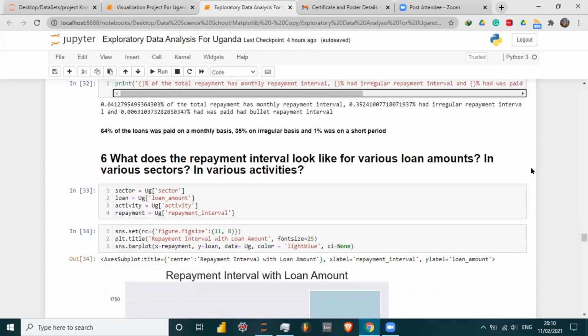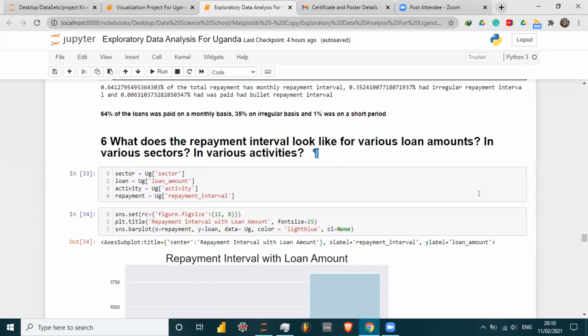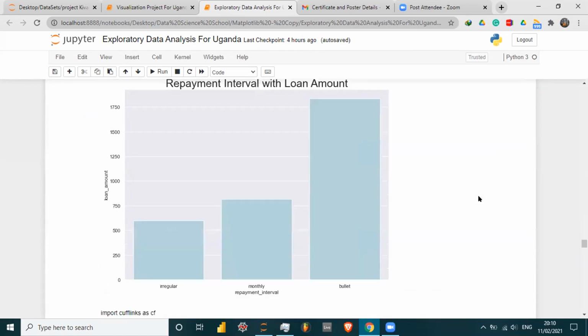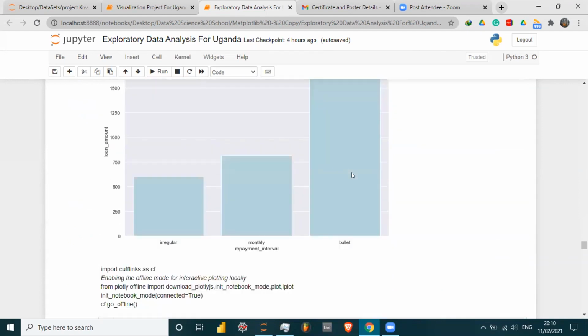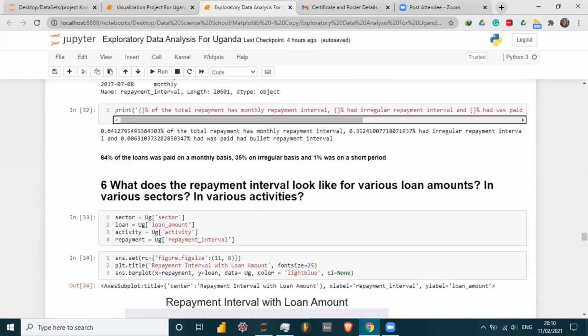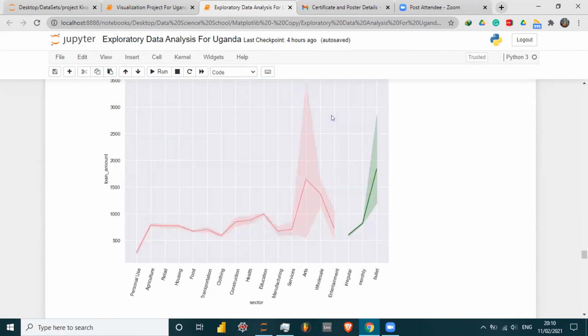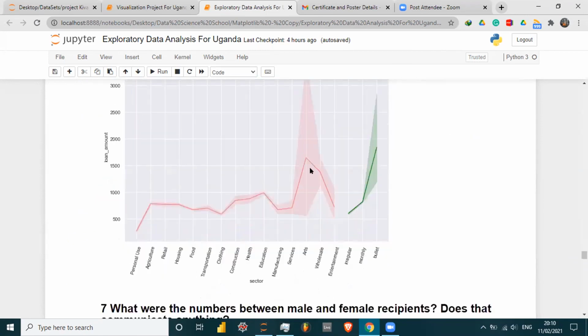So what does the repayment interval look like for various loan amounts in various sectors and in various activities? Here again, I plotted my repayment interval with loan amount so that it can be seen visually. Then for this part, in various sectors and in various activities, I tried to combine both of the data so that it can come out like a time series analysis. But this is the data that I was able to come up with.